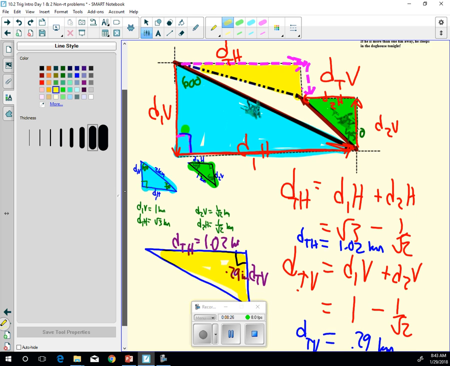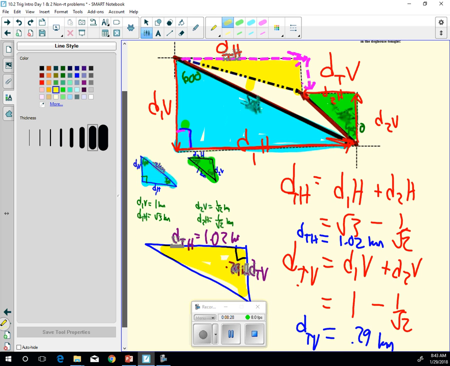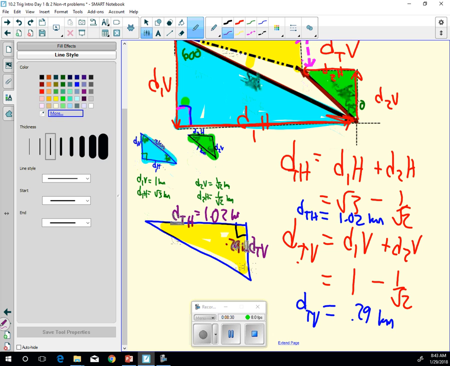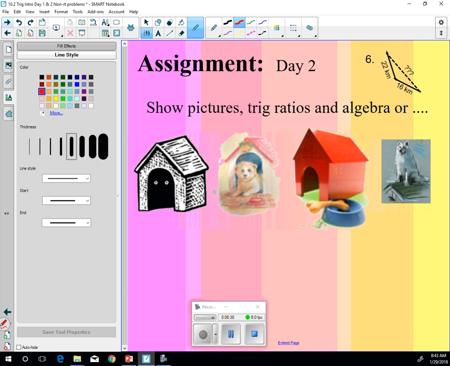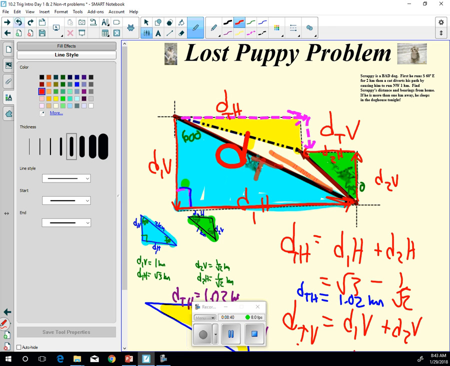We're going to try to find out what this distance is. What is this total distance from here? Oh, not that. We're looking for this one. This total distance here, from here to here. That's Scrappy's distance.